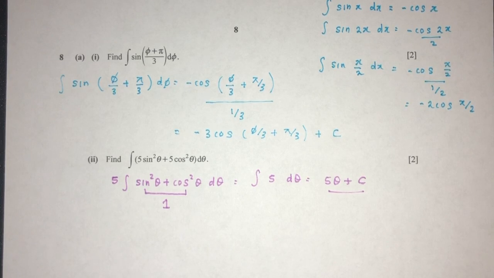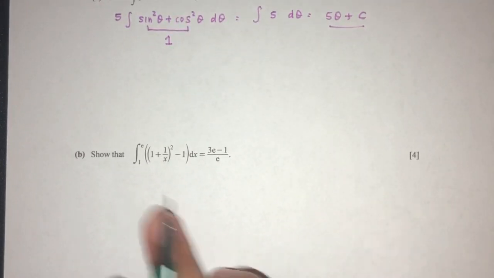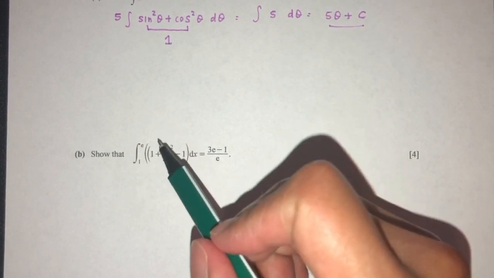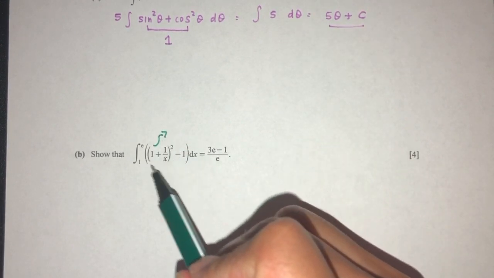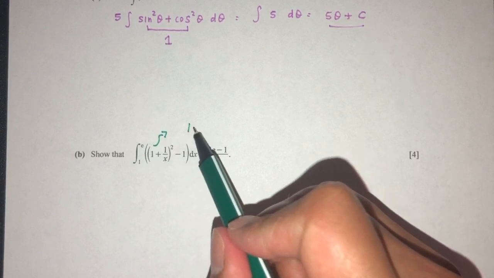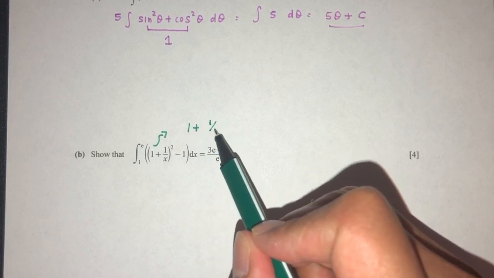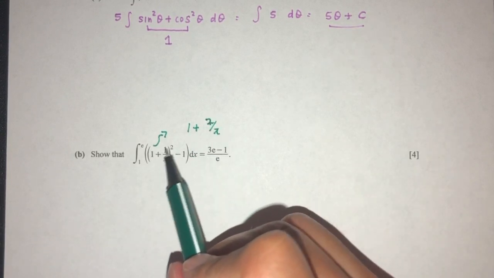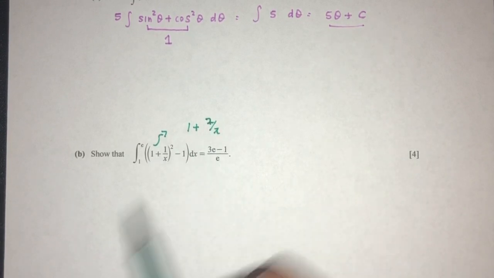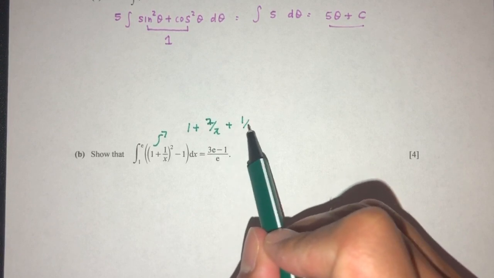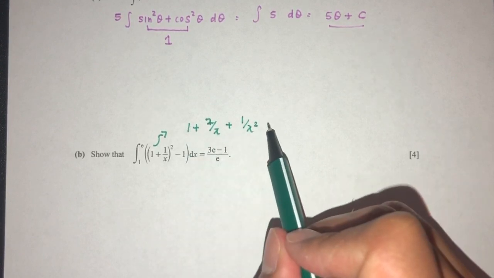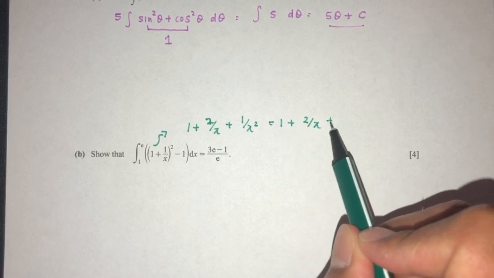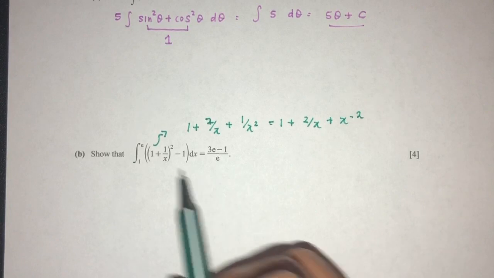Now let's move on to part B. So we have to show the left hand side is equal to the right hand side. So step by step, let's first try to simplify this. Let's expand this bracket. You will have 1 plus 2 over x, because 2 times this will be 2 over x, and then plus 1 over x squared. Now we can simplify this. That will be 1 plus 2 over x plus x to the power of minus 2. Now here we have minus 1.